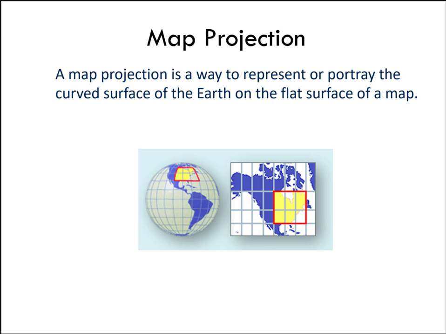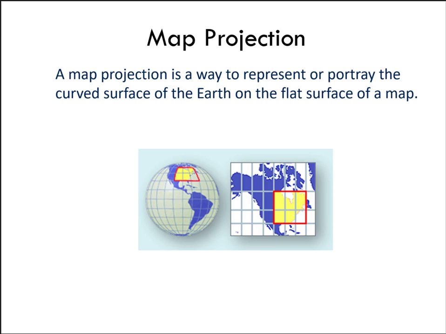So a map projection. Somehow when we make a map, we need to take the real world and project it onto a map. So basically we're taking something that's 3D and we've got to make it 2D. And so a map projection is a way of representing or portraying all or part of the curved surface of the Earth onto some flat surface, a piece of paper.